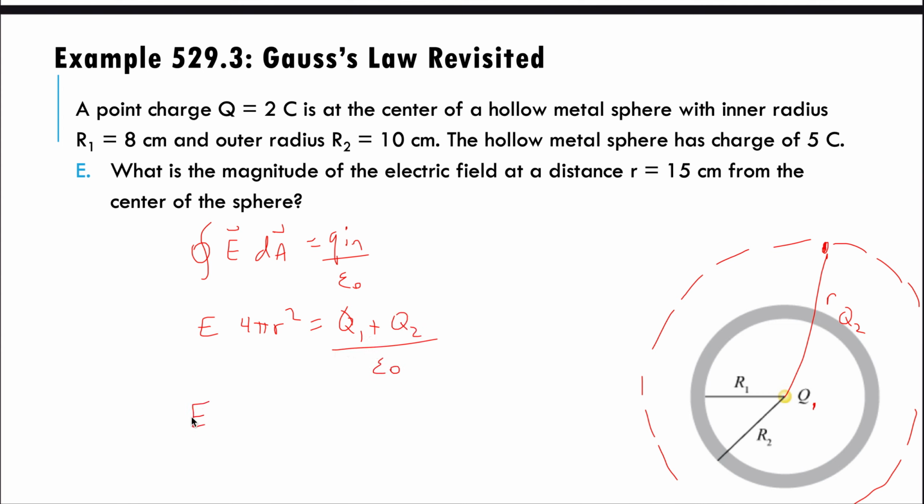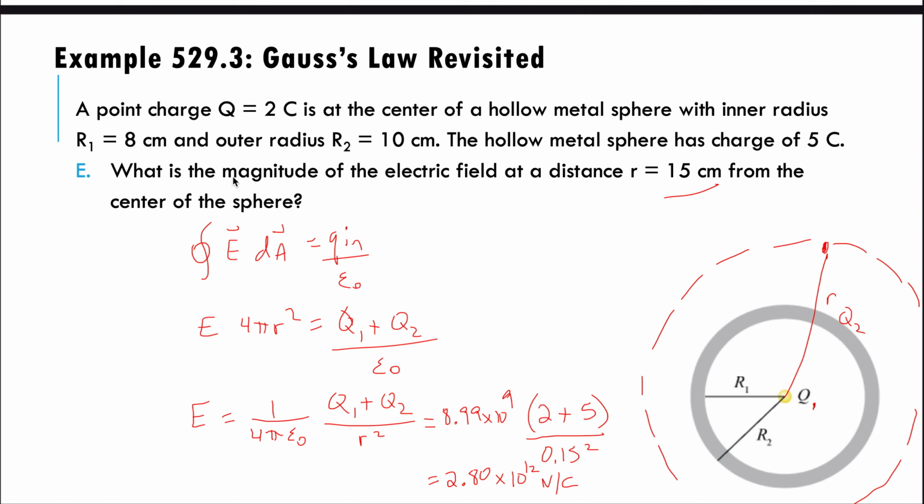And now we can go ahead and solve for the magnitude of that field. It's going to be 1 over 4 pi epsilon naught, or Ke, times Q1 plus Q2 over r squared. We plug in our values, 8.99 times 10 to the 9. And then Q1 is 2 and Q2 is 5. And then our distance is the 15 centimeters or 0.15 meters squared. So we plug all of these values in, and that's going to give us 2.80 times 10 to the 12 newtons per coulomb.